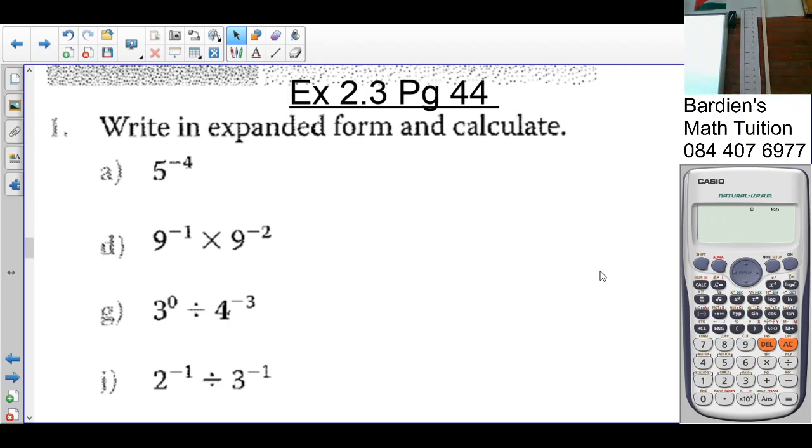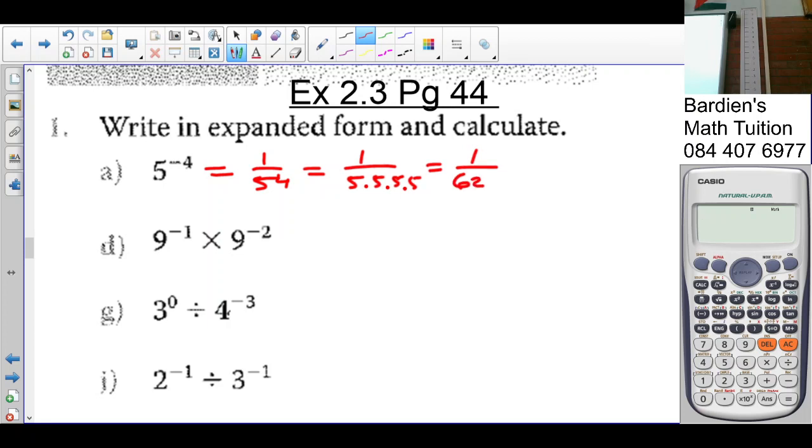But you guys know how to answer it in your books. Okay, so firstly, that is going to be written as 1 over 5 to the 4. It says write in expanded form and calculate. So that's 1 over 5 times 5 times 5 times 5, which is 1 over 625.